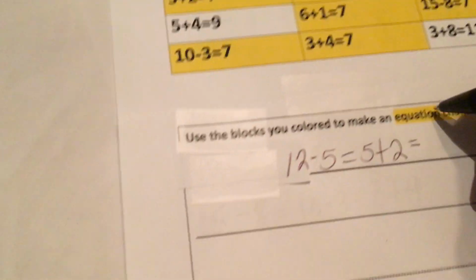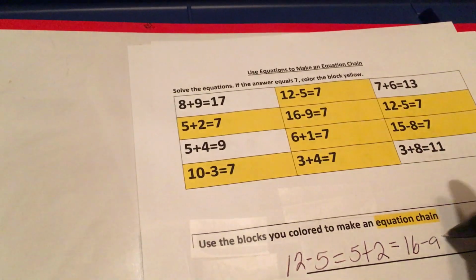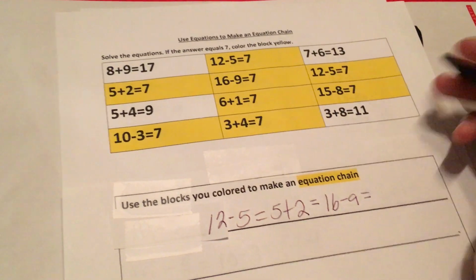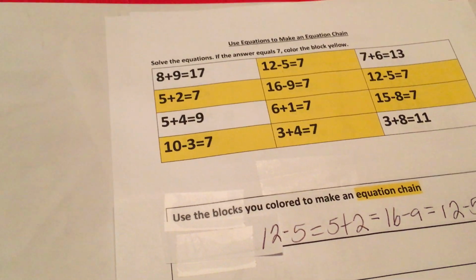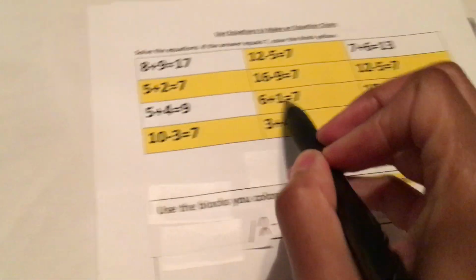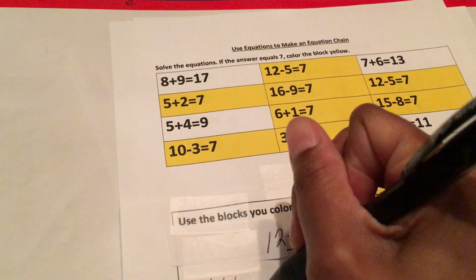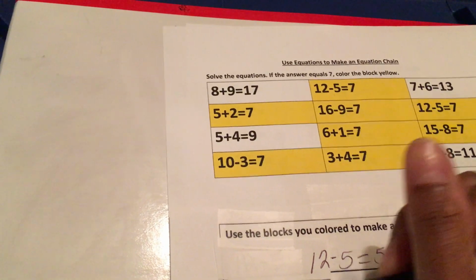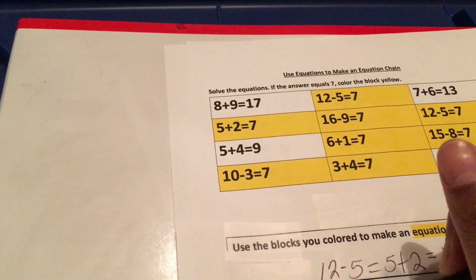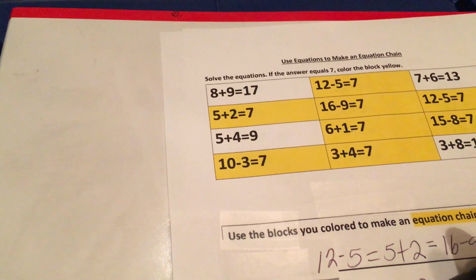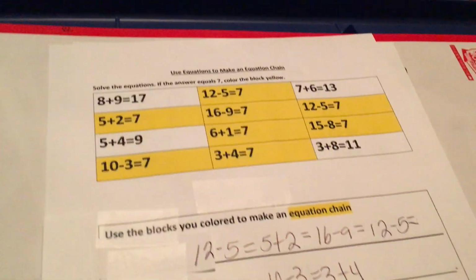16 minus 9. And then equals 12 minus 5. Equals, the next one is right here, 6 plus 1 equals 15 minus 8 equals 10 minus 3 equals 3 plus 4, and that'll be the last one.